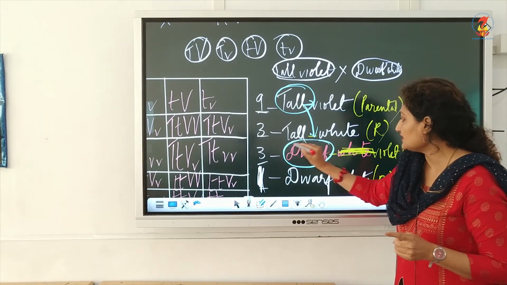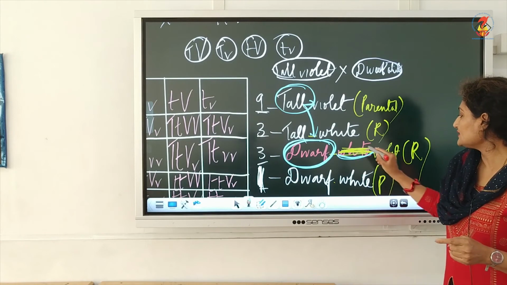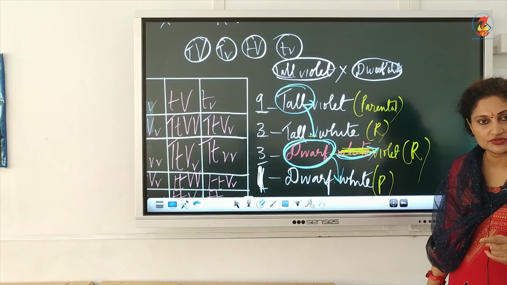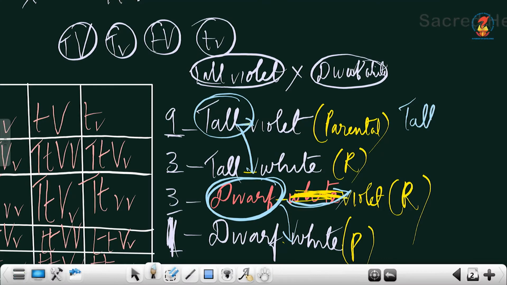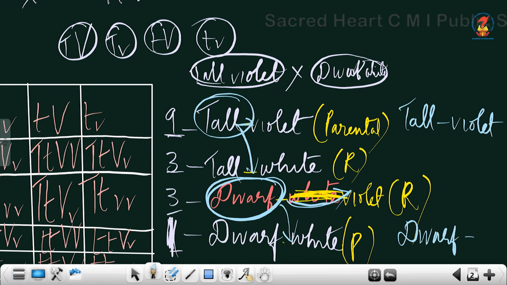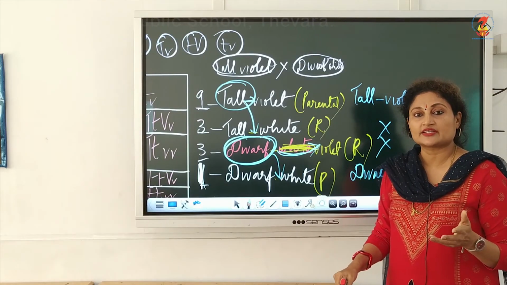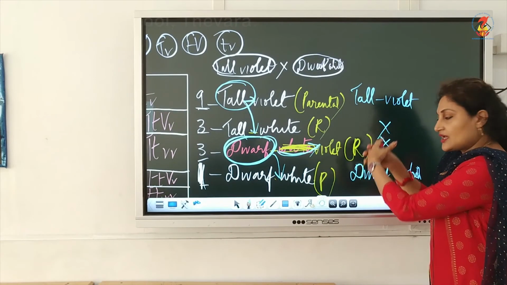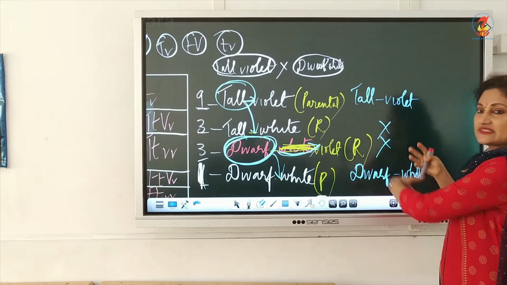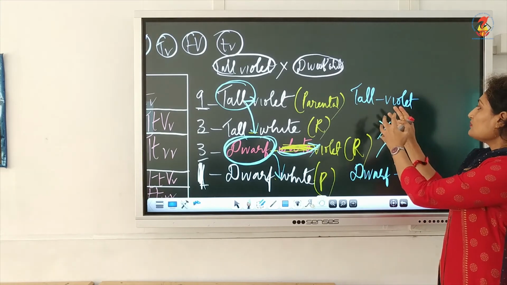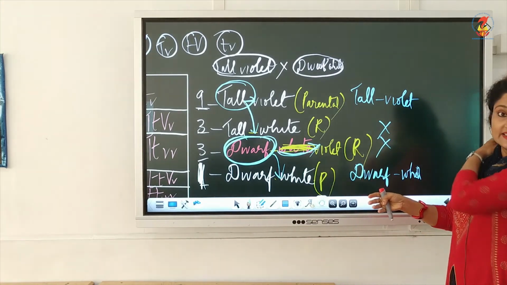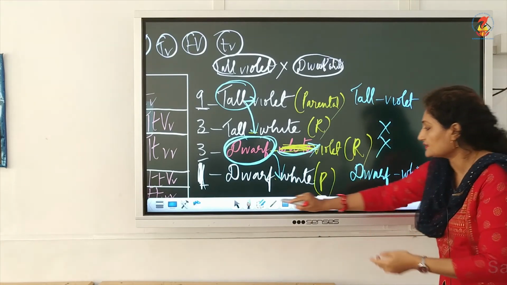Similarly, dwarf is independent and can assort with violet or white. I hope you have understood this. It's not that tall will only go with violet and dwarf will only go with white. The two recombinants do not exist, it is not that. Just the opposite of this we are going to learn as a last pattern of inheritance called linkage. Tall will go only with violet and dwarf will only go with white. They cannot mix and match. They are not independent. Tall is dependent, it will go only with violet, and dwarf is dependent and can only go with white. That is this case.